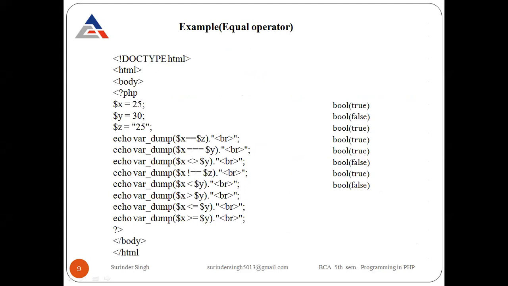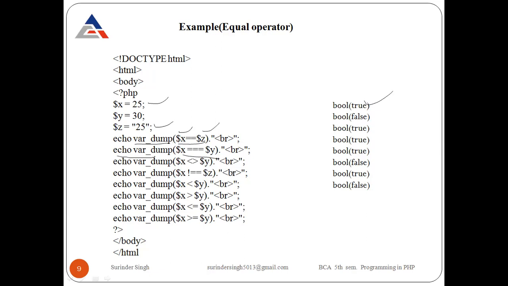And now there is a program example. Here we are just checking the results of these comparisons. For checking, we are using the var_dump function, which we use to get information about any variable or expression. Clear? And here we are checking x equal to z. x has value 25 and z also has value 25, so it returns true.